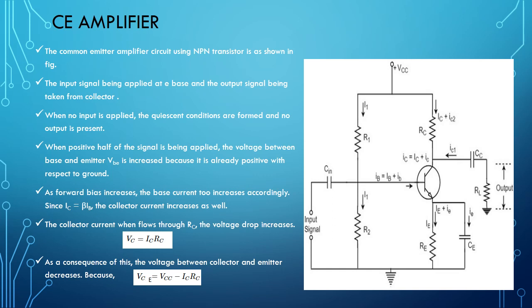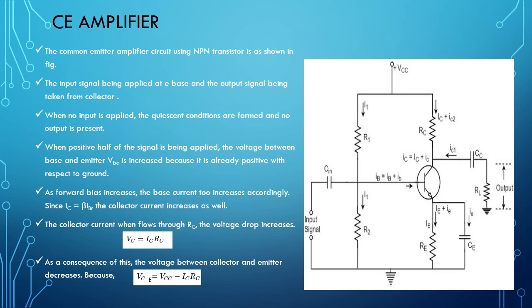And the input capacitor is CIN. This couples the input signal to the base of the transistor. It blocks any DC component present in the input signal, so that it passes only the AC signal for amplification. And next we have the emitter bypass capacitor, CE. So you already know the function of the bypass capacitor.